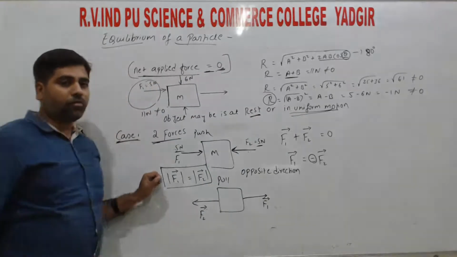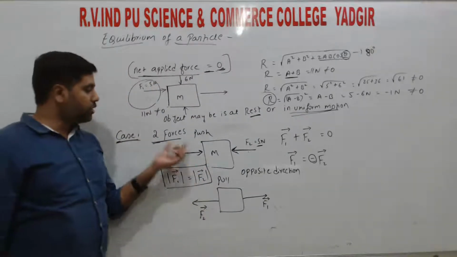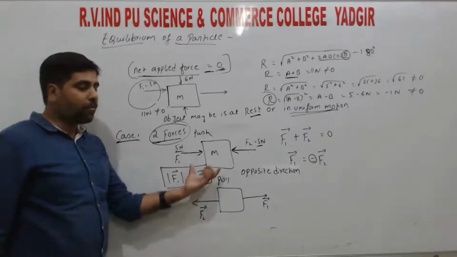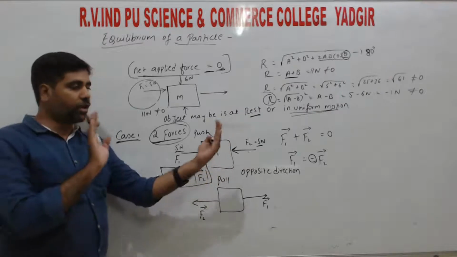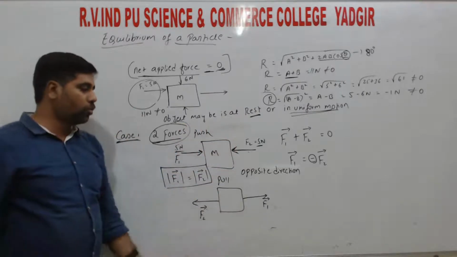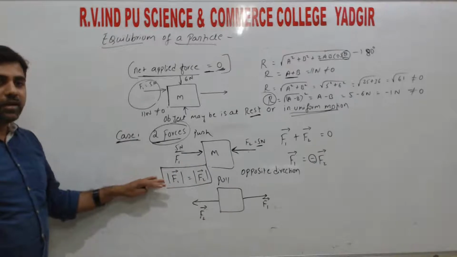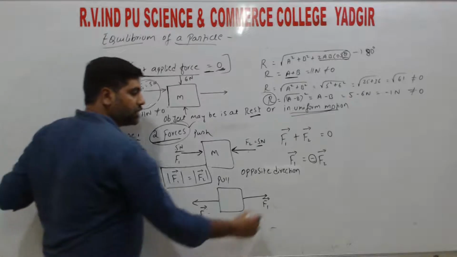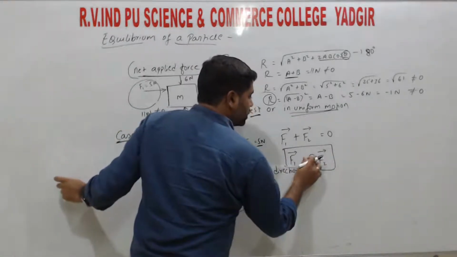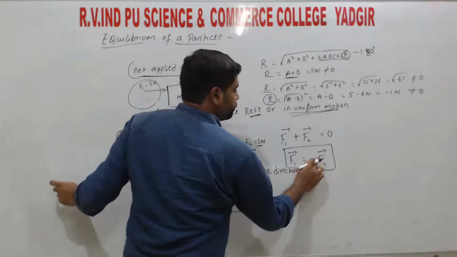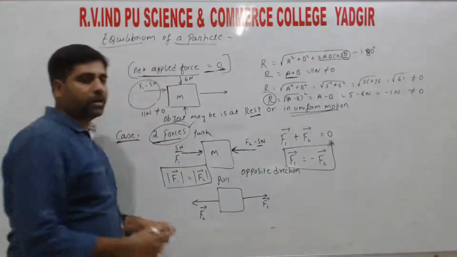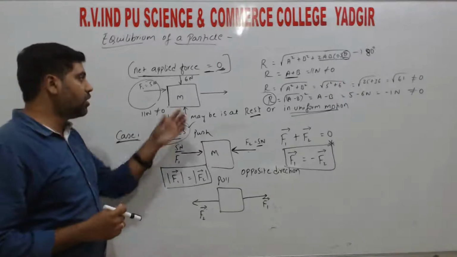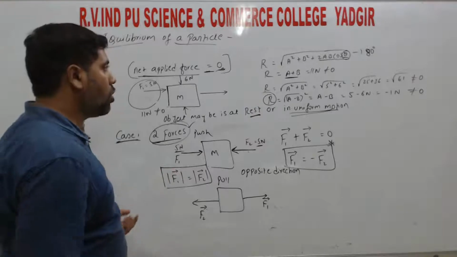right. So now, to keep any object in equilibrium by using two forces, the two forces must have equal magnitude but be applied in the opposite direction. We can either push both or pull both, right. So this is the case when the object is at equilibrium by using two forces. The condition is F1 is equal to minus F2. You must remember this, right. So this is the case when two forces are acting on any particle or any object, right.